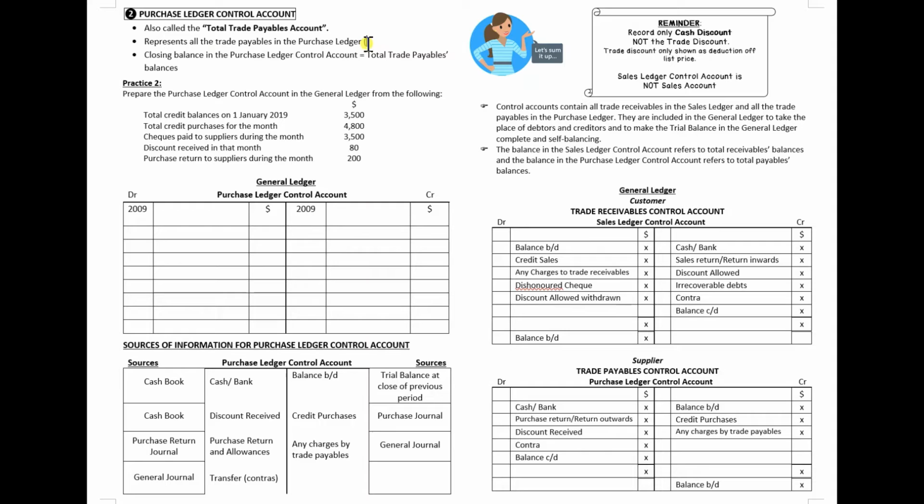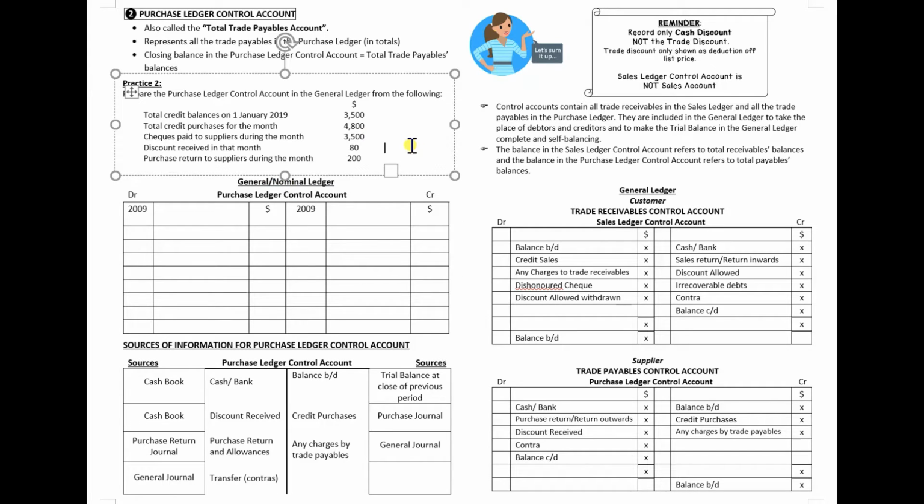Totals. Now, closing balance again is the same. The closing balance in the purchase ledger account will equal the total trade payable balance. Okay, this one, prepare the purchase ledger control account in the general ledger from the following. Take note the control account is in the general ledger. Sometimes we call it the nominal ledger, it is the same thing.